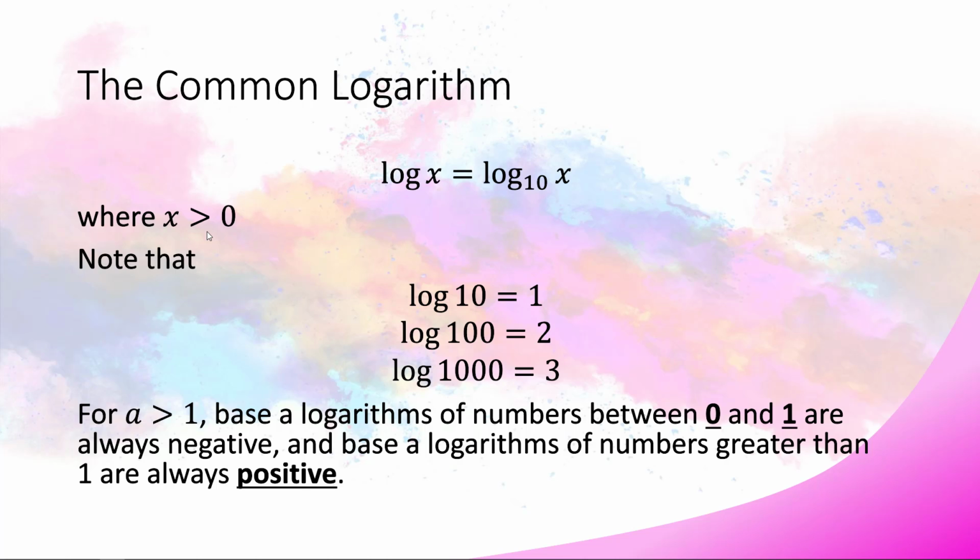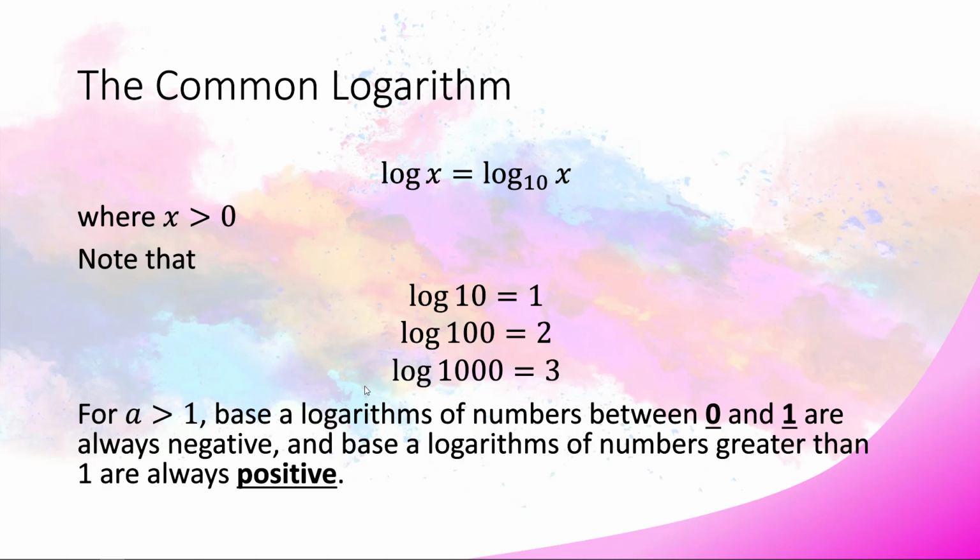Now note that in this particular case, the common logarithm of 10 is that power that you need to raise 10 to get 10, which would be 1. The common logarithm of 100 is that power that you need to raise the base to get 100, which in this case would be 2, because 10 squared is 100. And similarly, the common log of 1,000 is 3.